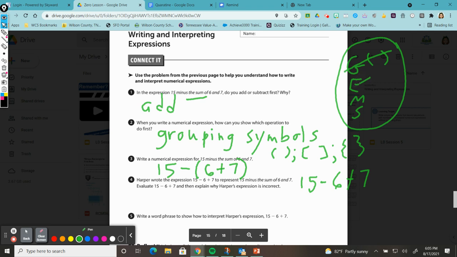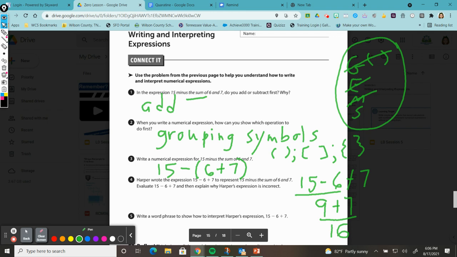There are not any exponents. There's no multiplication, so we are going to subtract or add from left to right. In this case, you would start with 15 minus 6. 15 minus 6 is 9. We bring down everything else in the expression, and we still have this operation left to do. So we do 9 plus 7. This will give us 16.